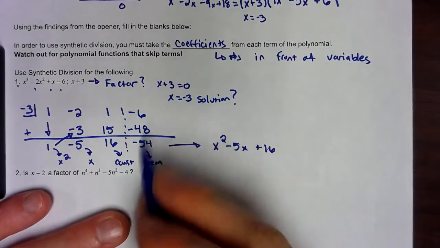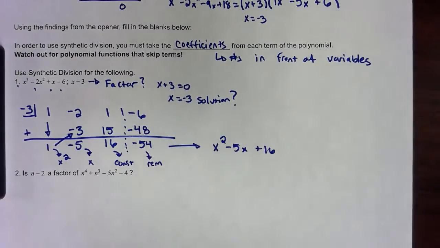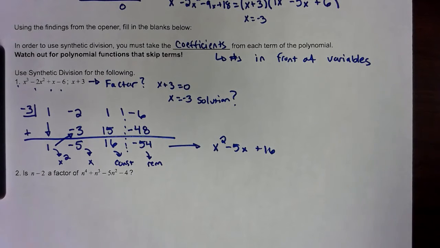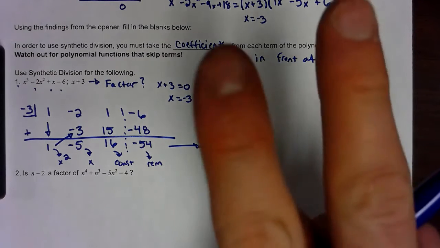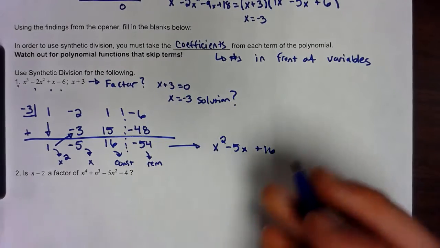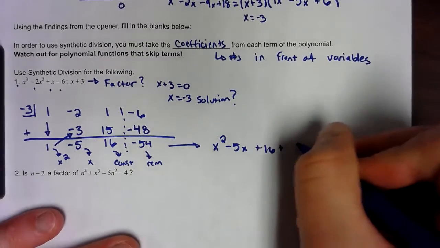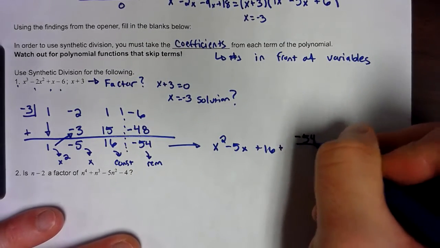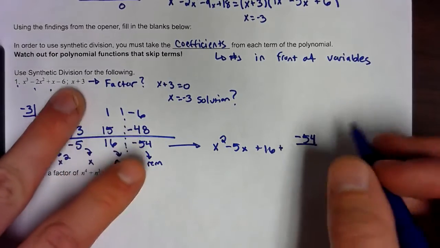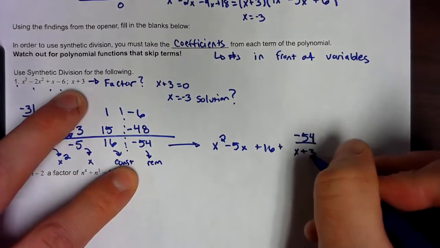And then if we have a remainder, think about if you have a remainder when you divide, like if you do 10 divided by 3, it doesn't work out to be a whole number, but we get a decimal. We can get a decimal equivalent in an equation. And what that looks like is if we add on the remainder, -54, and we divide it by what we were originally dividing by, which is x plus 3.